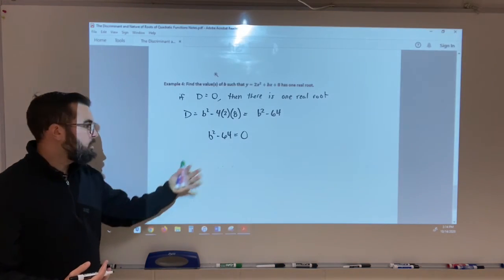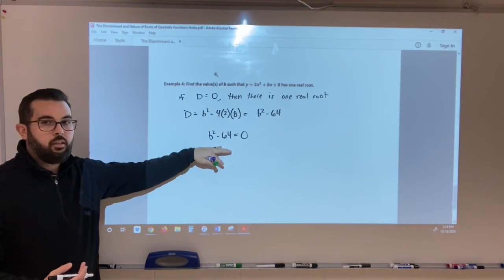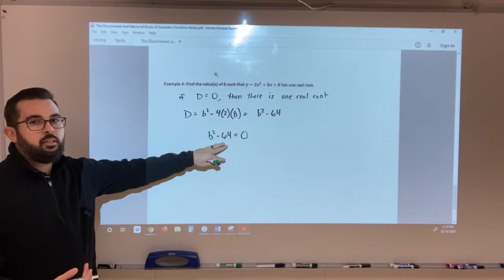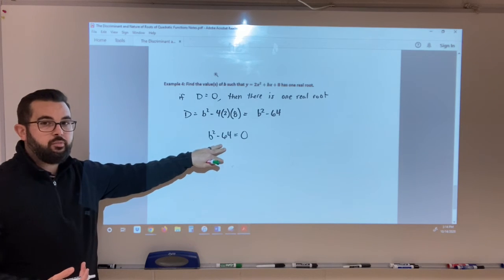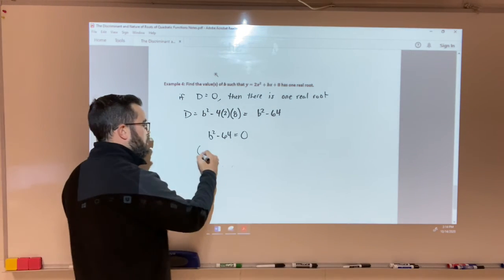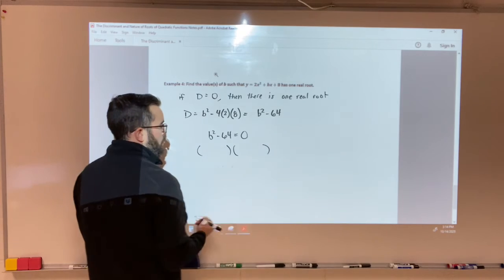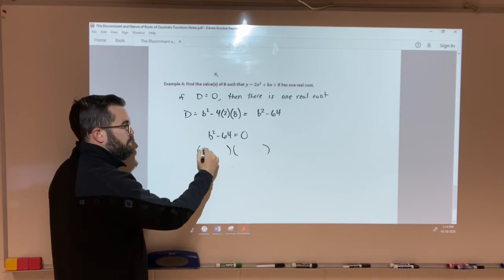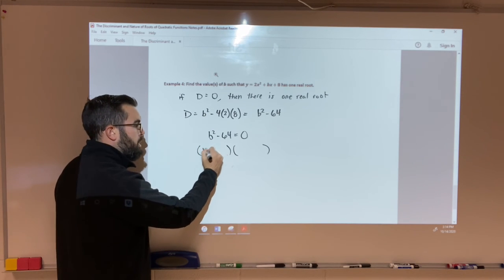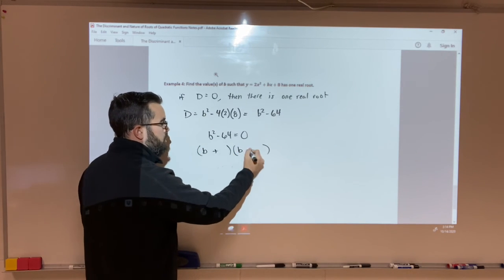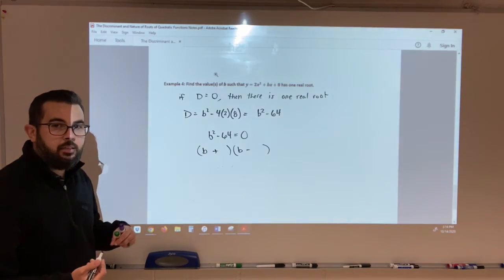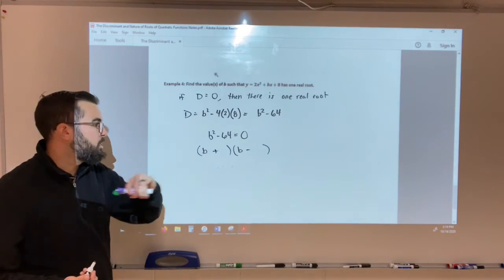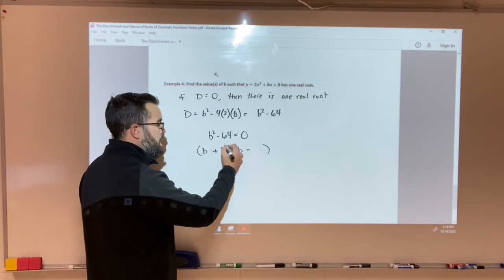Well, look here. This is a quadratic equation that we've previously seen. We're going to solve this using factoring. This is what's called a difference of squares. So to factor a difference of squares, the square root of your first term goes in both sets of parentheses. So the square root of b squared is b. One factor is going to be plus, the other factor minus. Then the square root of the second term is going to go in both sets of parentheses. So the square root of 64 is 8.